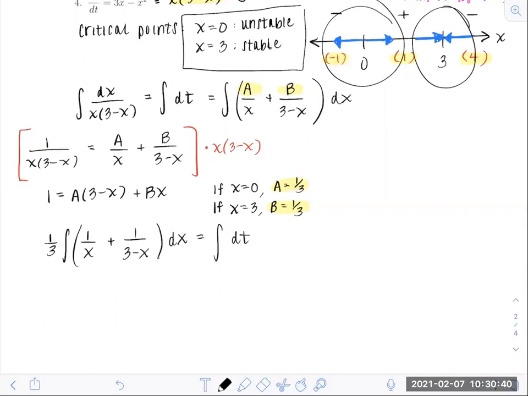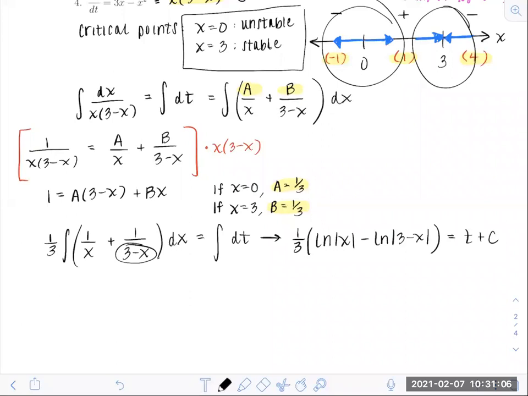So now we can integrate directly here. We get 1/3 of the natural log of x. And then if you need to do a u substitution here, we're going to kick out a -1. So this is minus the natural log of 3 minus x. And that equals t plus C. Don't forget your constant of integration.